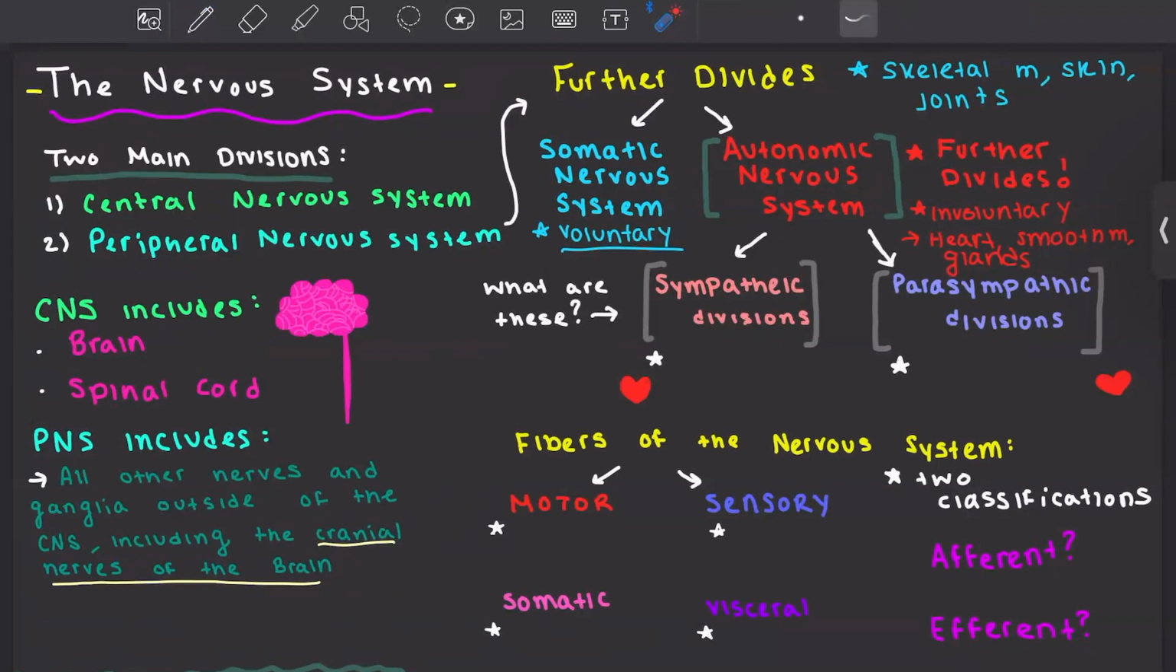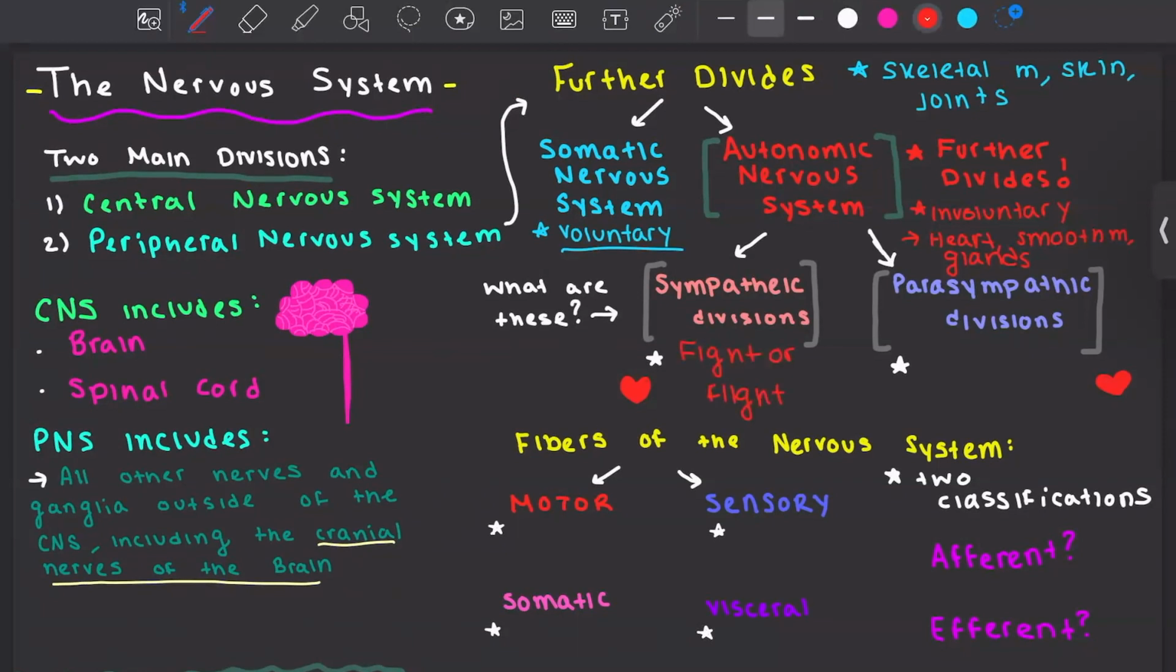So if we go down, though, the autonomic nervous system then further divides into the sympathetic division and the parasympathetic division. So these two divisions are talking about involuntary structures, involuntary control. So you are not going to have these two involved with the voluntary structures that somatic does, right? So for parasympathetic and sympathetic, you're going to have these terms, I guess these catchphrases that'll help you remember the difference between the two. So the sympathetic division is going to be your fight or flight.